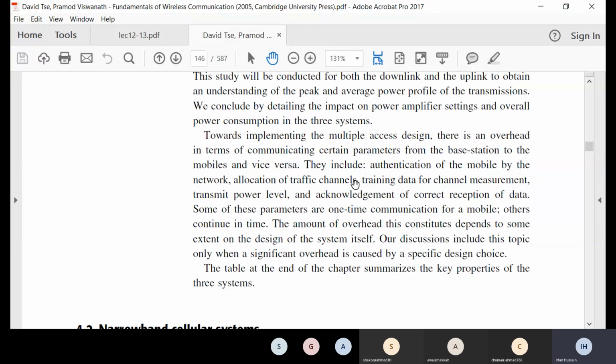You might need to send the transmit power level. What is my transmit power level? Do you want to change that or not? And acknowledgements, you need these things. So these are network parameters that are added on, and these network parameters also require signaling.